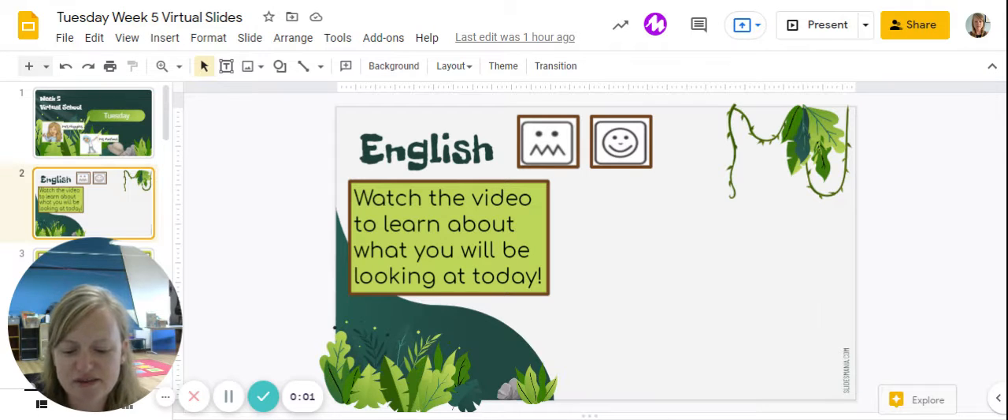Okay, class 2H. So we are now coming to the end of looking at stories and how we structure them. We've looked at how we write about characters in our story. We've looked at how we write about the setting in our story. And yesterday we looked at the problems in stories.